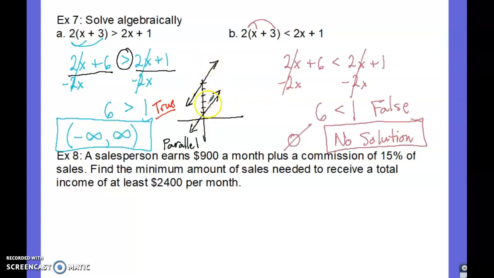And it's the same graph. But the problem is that the top function is never smaller than that one. That's why it's no solution. So a little tricky, but you guys are all good. You're capable of doing this.